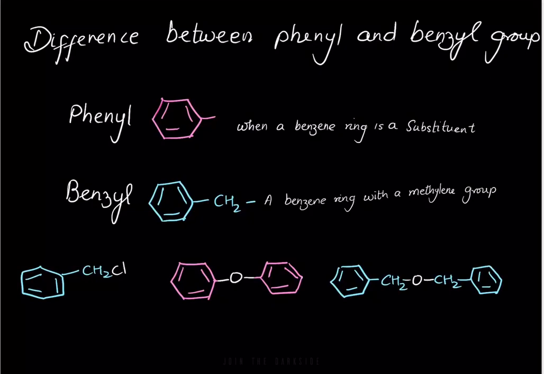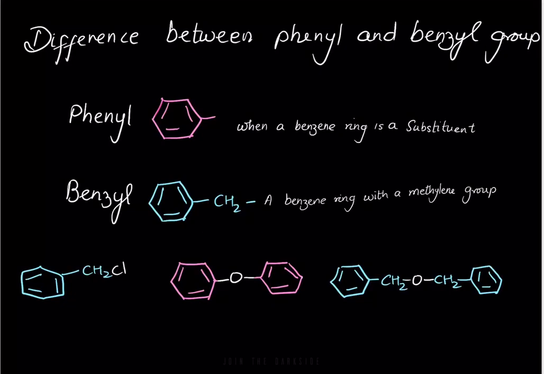Okay, this is something very important. What's the difference between a phenyl and a benzyl group? A phenyl group is actually going to just have a benzene ring in it, where the benzene ring is going to be a substituent, whereas a benzyl group is going to have an adjacent methylene group on the benzene ring. So here we have some compounds which have phenyl rings and benzyl groups on them.